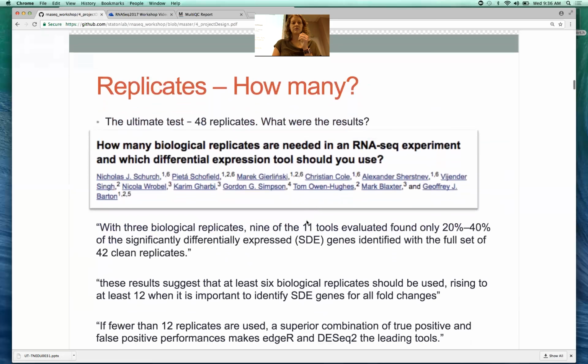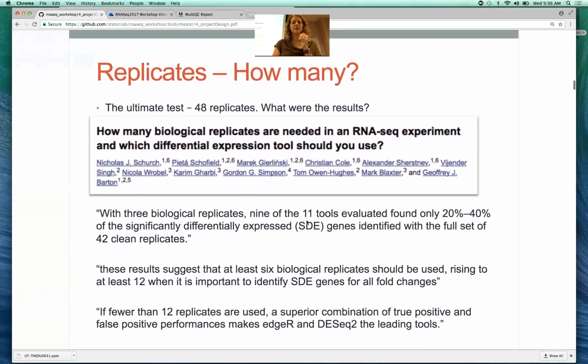This paper came out a couple of years ago. I think they really went the distance to really test biological replicates. They went all the way up to 48, which I will never be able to afford. Okay, that's not true. Prices are coming down, but 48 replicates is a lot. But they really wanted to see what happens if you add replicates. And so with 3 biological replicates, 9 of the 11 tools found only 20 to 40% of the significantly differentially expressed genes. So you might very well be leaving 80 to 60% of your real data on the table. That would make interpreting your results difficult.